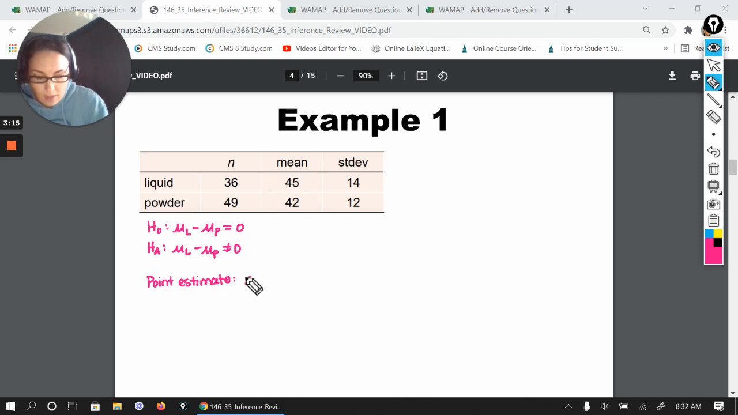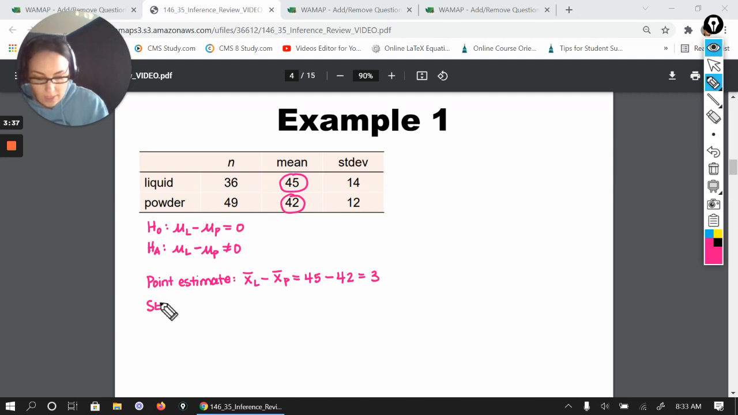And symbolically we would write that as x bar L minus x bar P. So the x bar L is 45, so we would take 45 minus x bar P, which is 42, and we get 3. So our point estimate is 3.